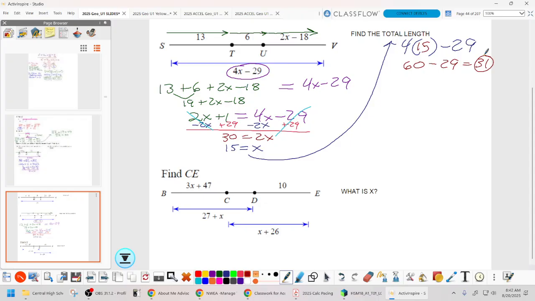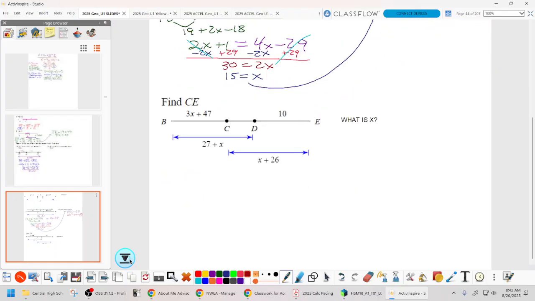How'd that one go for you? So it's geometry to set up an equation, algebra to solve it, and then like this one we had to go back to geometry to get the total length. Did anybody get this one? Okay. Let's talk through it.